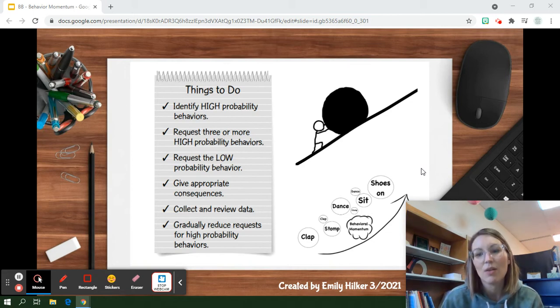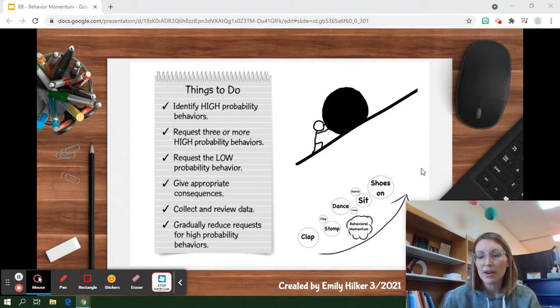Gain proximity. Wow, awesome job. High five. Whatever kind of praise that student is responsive to. I've given 3 high probability requests to that student. I praised after each one. Now I'm going to give the low probability request. Okay, you need to have 3 sentences to answer the next question.